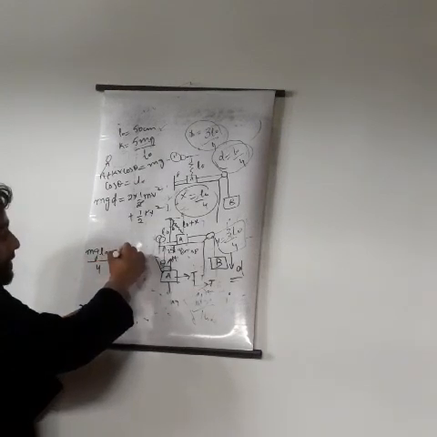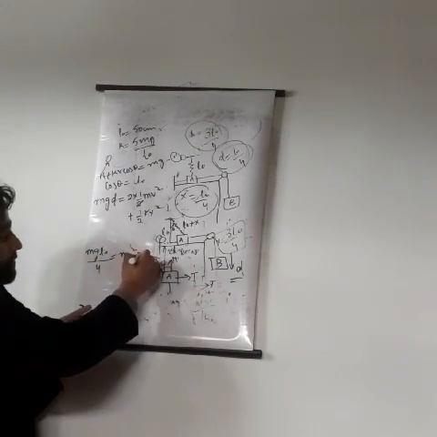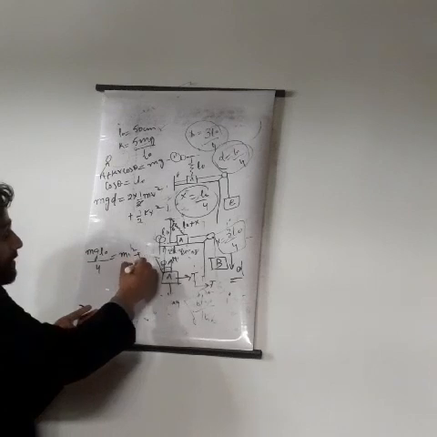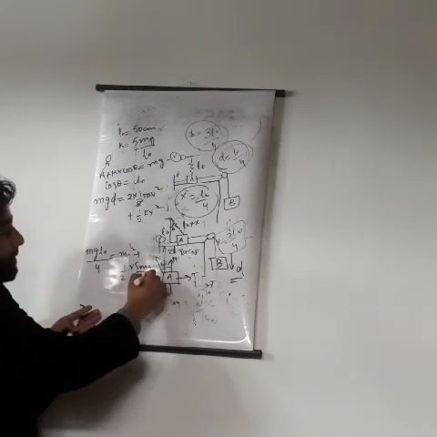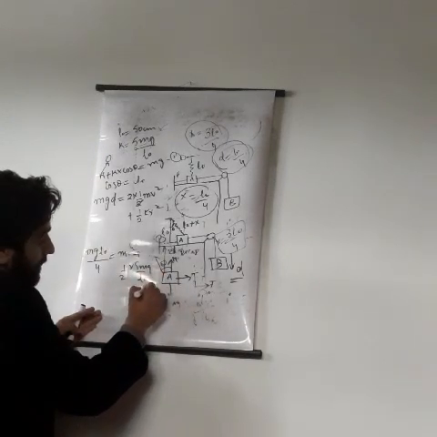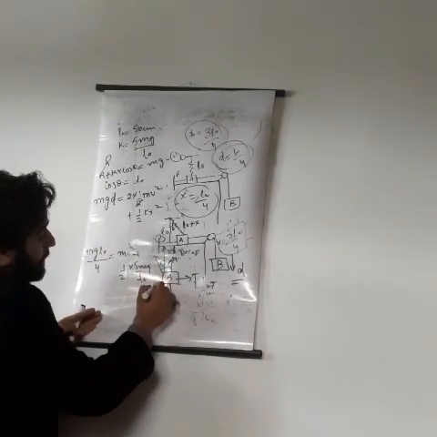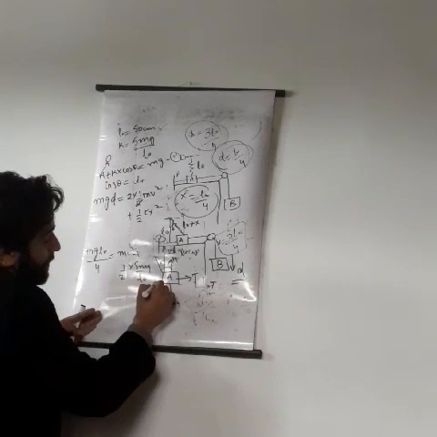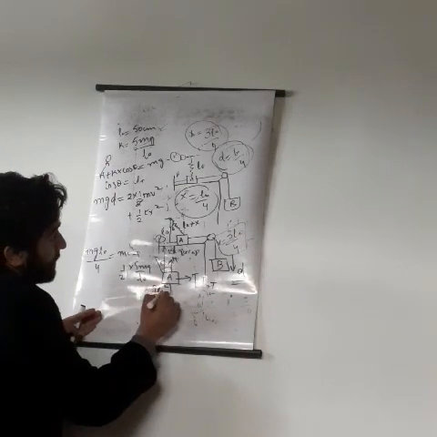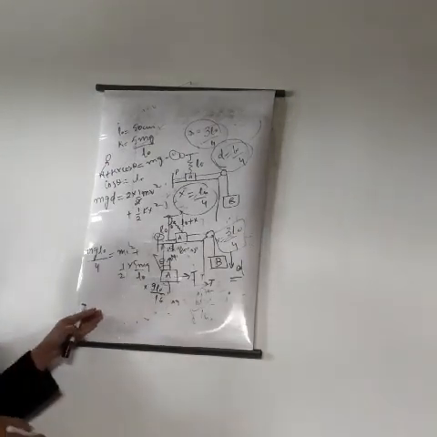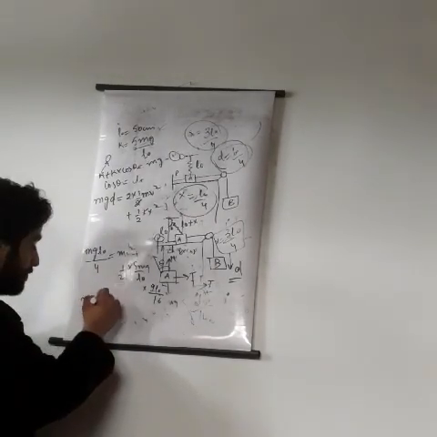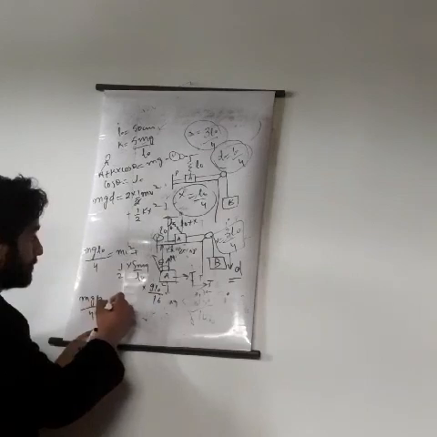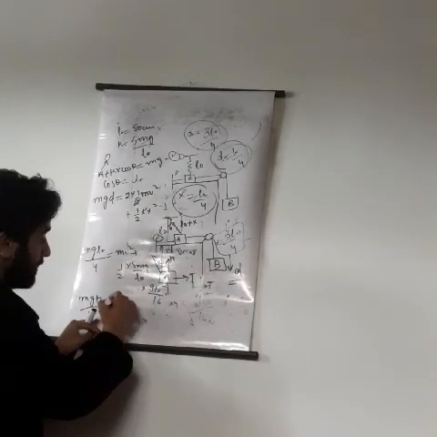It's mv square plus 1 by 2, in place of k we will write 5 mg by L naught, and in place of x square, x square will be 3 L naught, that is 9 L naught square by 16. Okay, just rearrange the terms and you will get the answer. So mg L naught by 4 is equal to mv square.